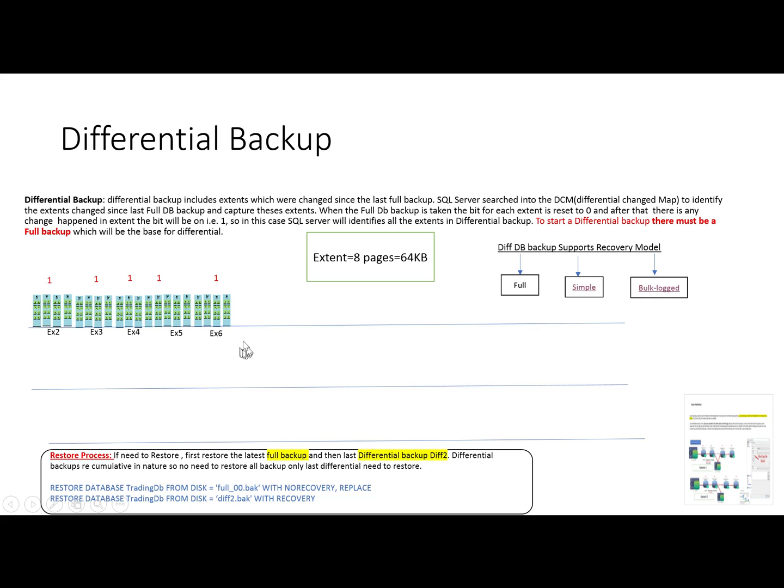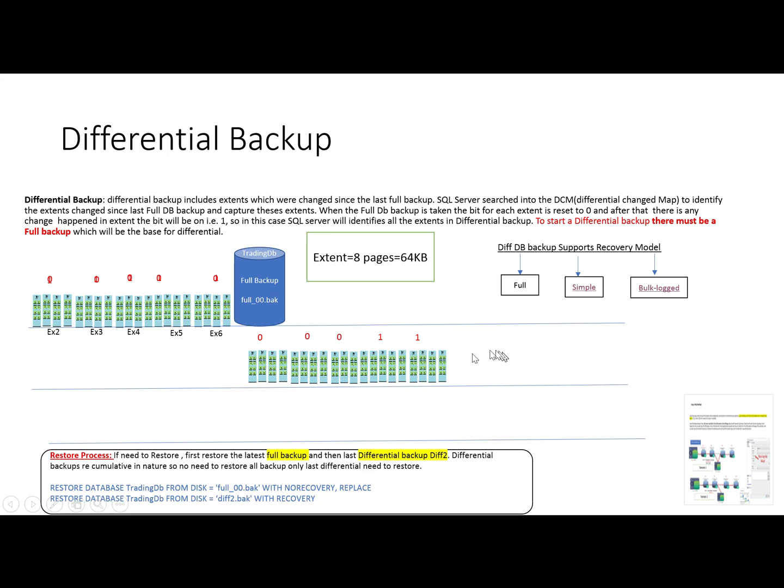So we will take the first full backup, and this full backup will reset the bits, and now all the data of these extents is stored in this full DB backup. Now if there is any change in these extents, we have to take a backup again, which will be the differential backup. Say in these two extents there are some changes; to capture these changes we will take the differential backup. The differential backup will reset the bits, and now this differential backup has the changes made after the full backup. Whatever changes came, this differential backup keeps those changes.